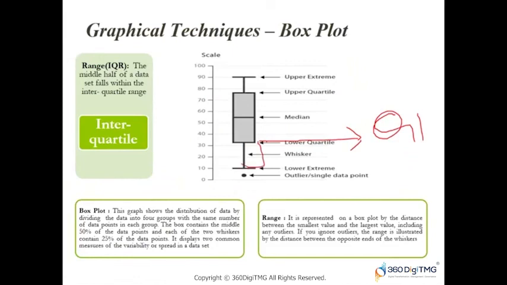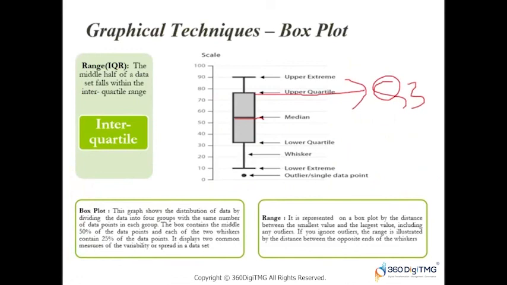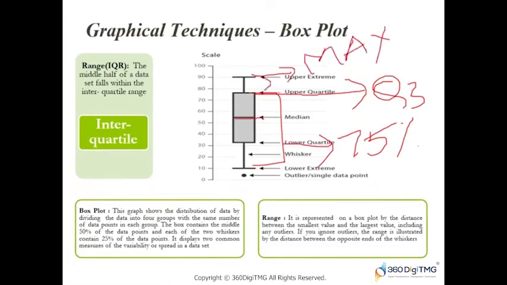The data from here until here would be 25%. The middle box is called the interquartile range. It contains approximately 50% of the data points. That box contains 50%. This is called the median, which we have already discussed. This is called the upper quartile or Q3. From here until here, you will get 75% of the data points. And this is called the maximum value. Q3 until maximum, you would have 25% of data. So 25% plus 75 would turn out to be 100%.